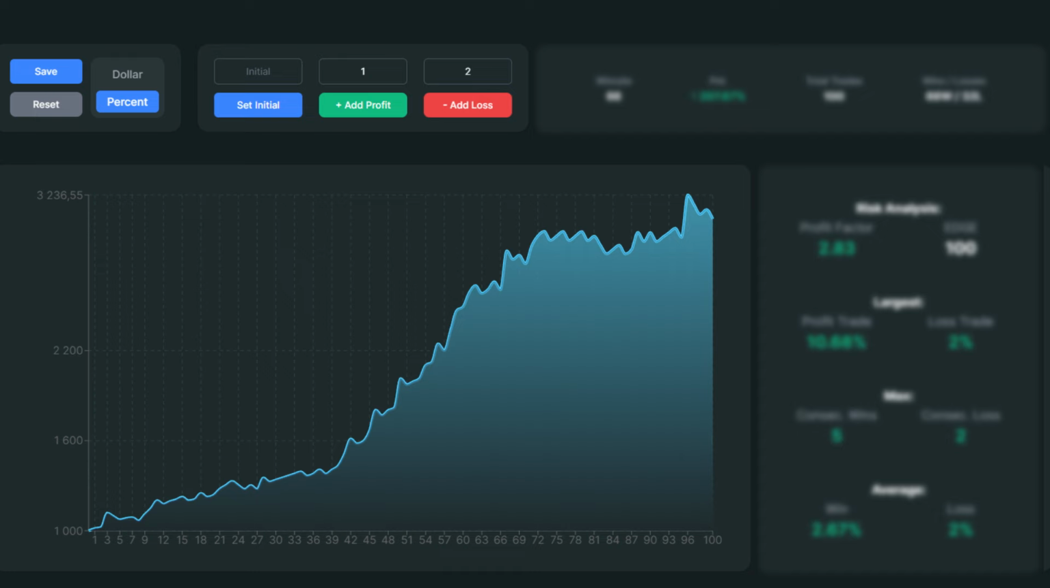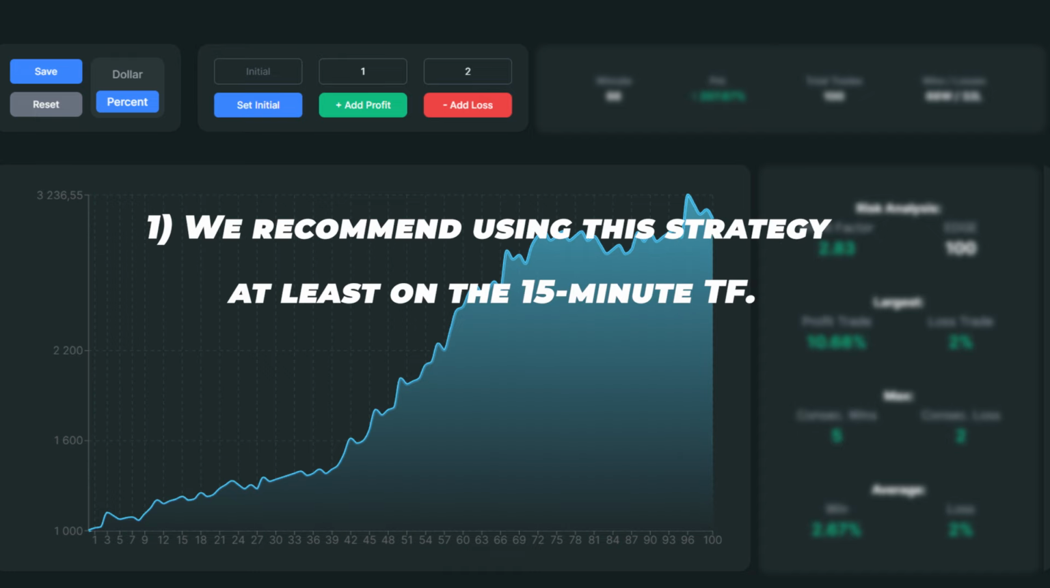Completed our backtest, and before we start interpreting the results, we want to note that we recommend using this strategy at least on the 15-minute time frame. Also, we want to note that during backtesting we had only one active trade. This means that we ignore any other entries when we have an active trade.